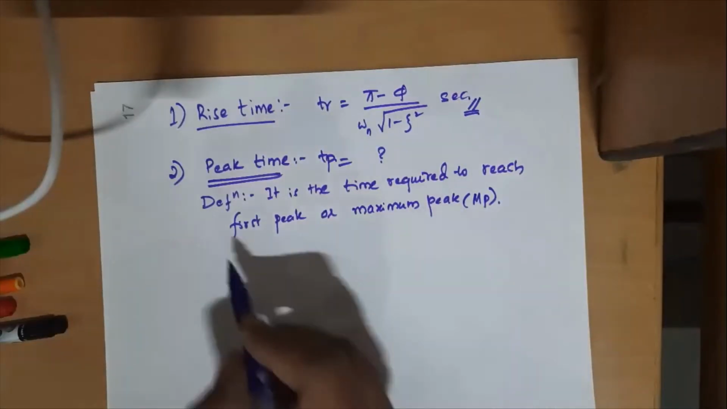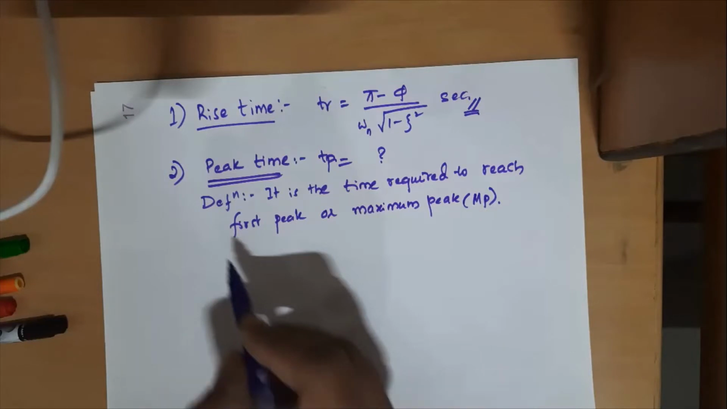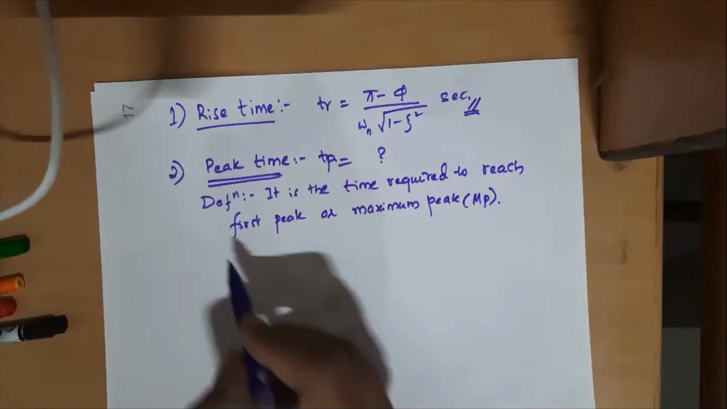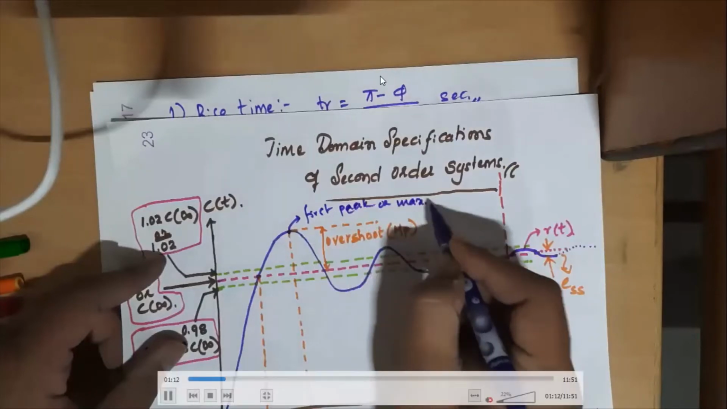So you can ask me a question: why is there no maximum peak in the subsequent oscillations? Keep this question in mind. You will get the answer for that once we start with the stability analysis of the systems. Fine. So please remember this diagram.